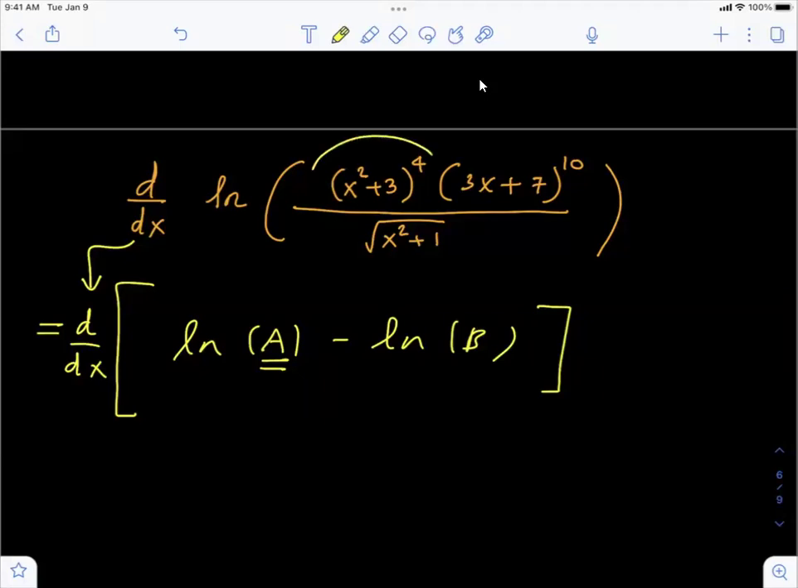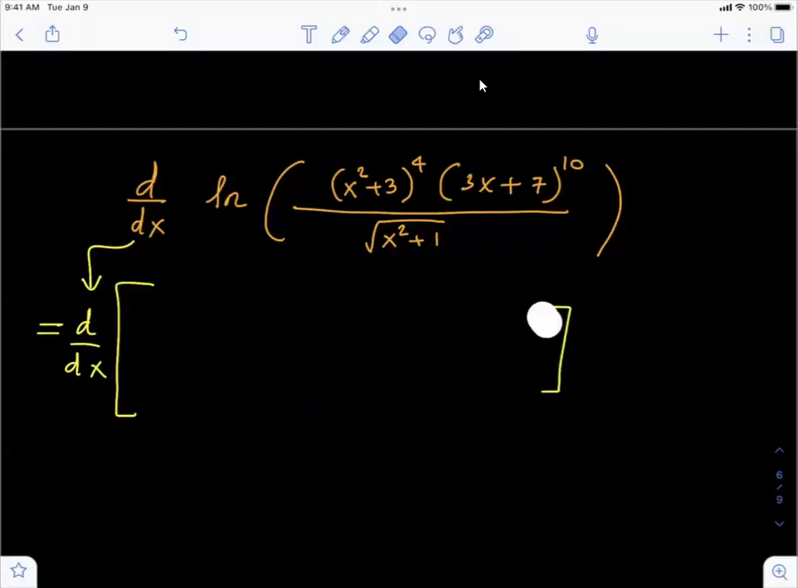And then when you get to this component, you can see it has a power, so you can bring it to the front. And then the same thing goes with this component. And then this component is none other than just ln of this. But don't forget, square root itself has a power representation. It is a power of 1/2. So now by employing all of these properties, let me show you exactly what kind of simplification that we can have here.